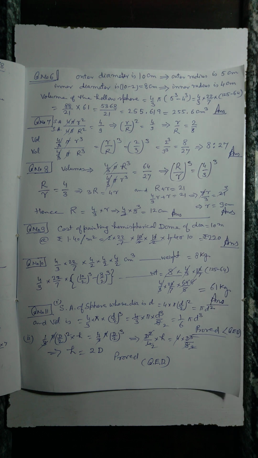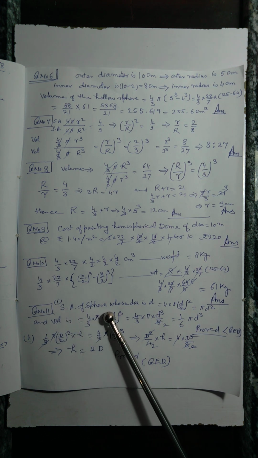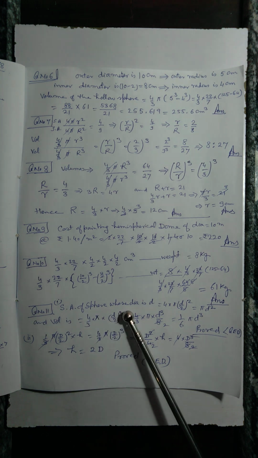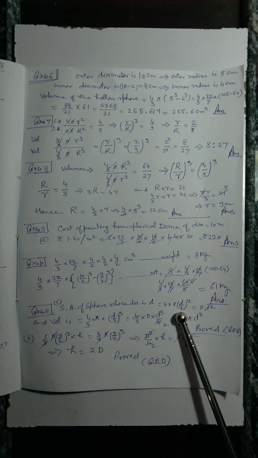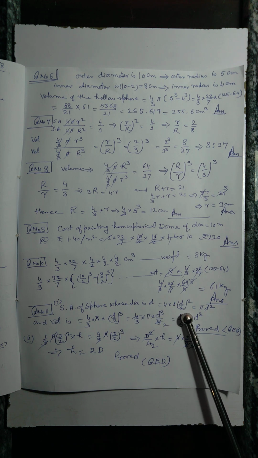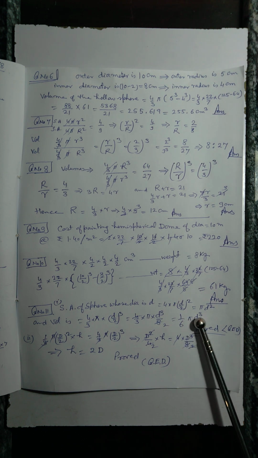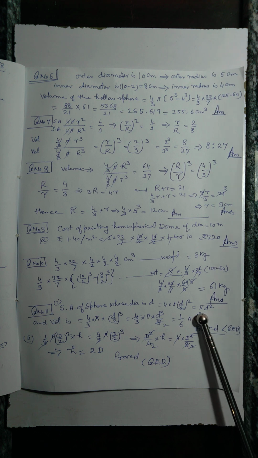Now come to question number 11. First, prove that the surface area of a sphere of diameter d is equal to pi d square and the volume is equal to 1/6 pi d cube. First part: the surface area of the sphere whose diameter is d is equal to 4 into pi, and in place of radius I have written the whole square of d/2. So it will be equal to pi d square.